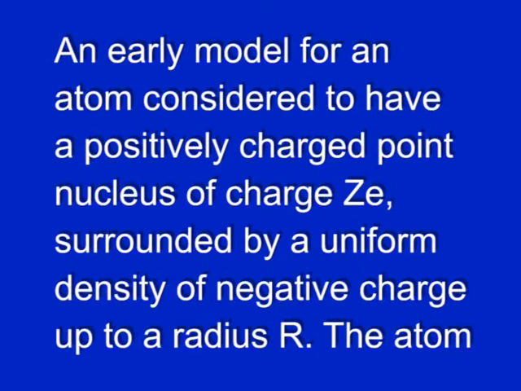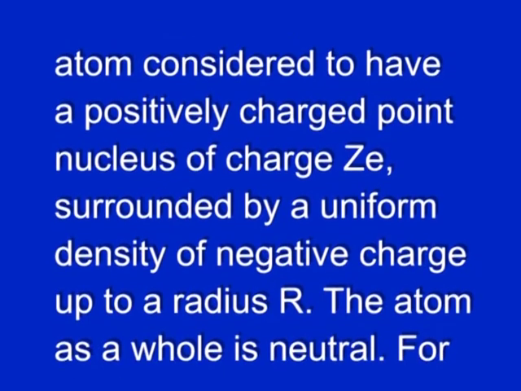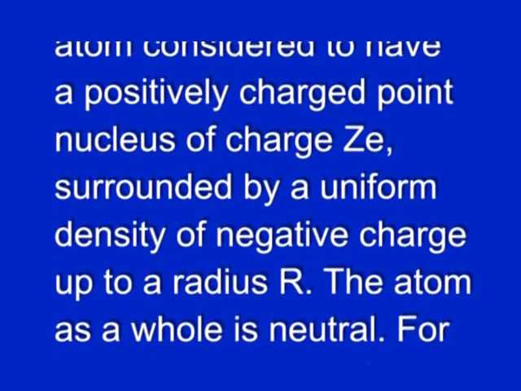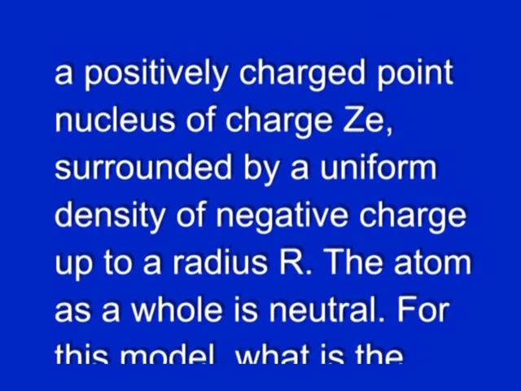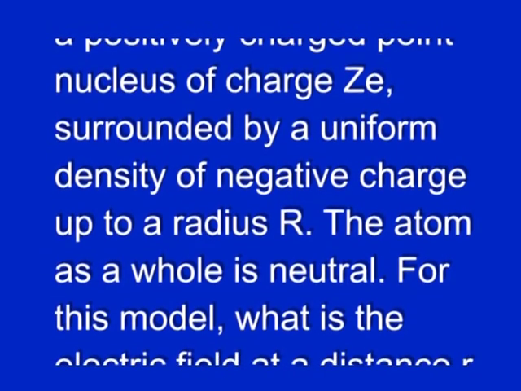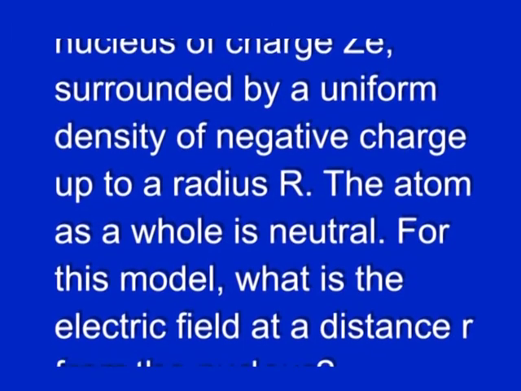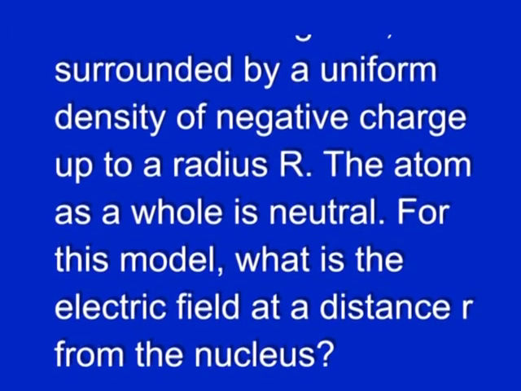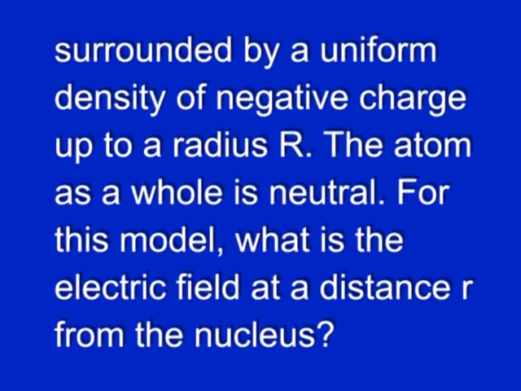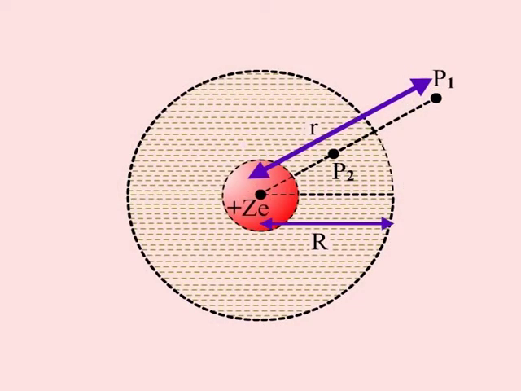An early model for an atom considered it to have a positively charged point nucleus of charge Ze surrounded by a uniform density of negative charge up to a radius R. The atom as a whole is neutral. For this model, what is the electric field at a distance small r from the nucleus? The charge distribution for this atomic model is shown in the diagram.